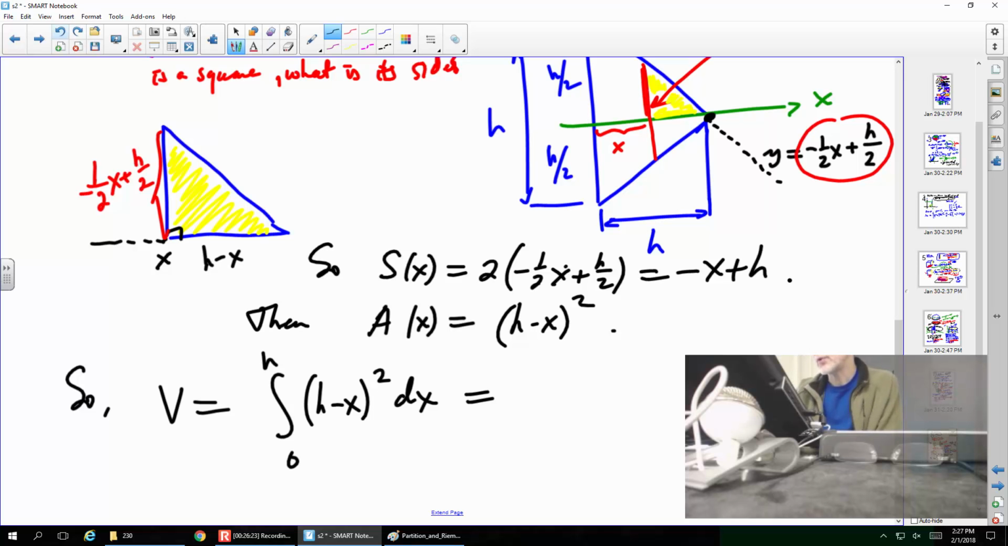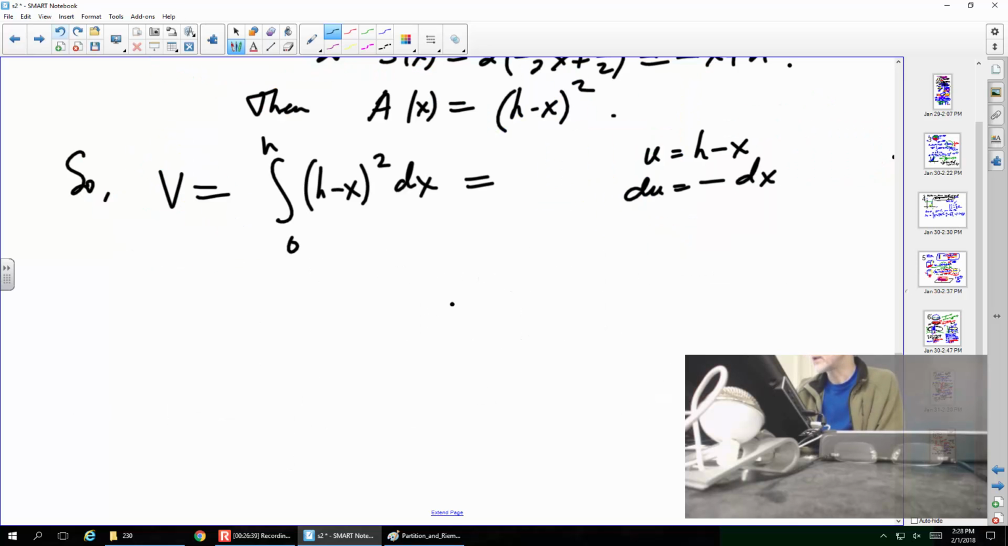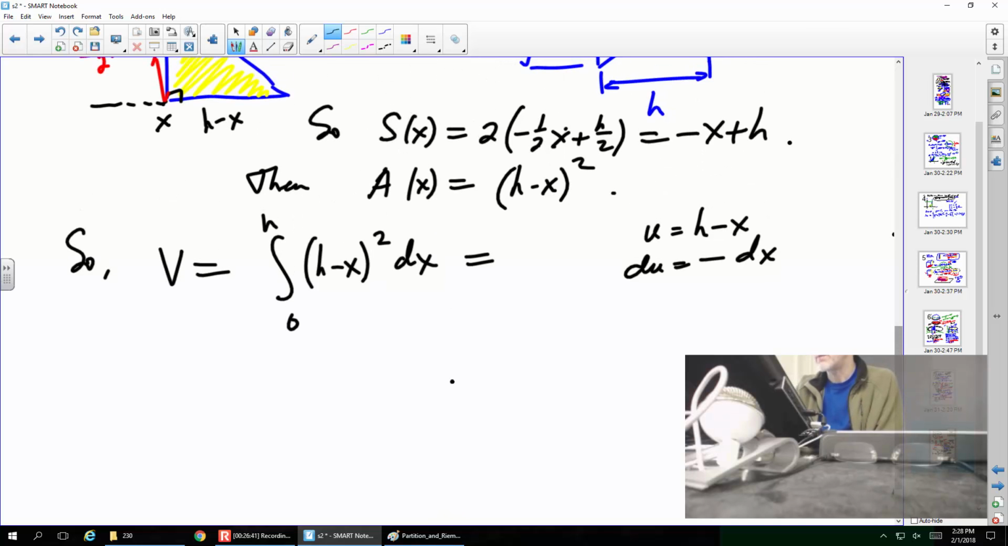Substitute, right? Substitution, so that we wouldn't have to do any algebra, but rather fairly direct. So u is equal to h minus x. h is a constant, remember? So du is equal to negative dx. So our integral turns into the integral, and this will be simply u squared. Right, this is u squared. du is negative dx, so it will be negative du.